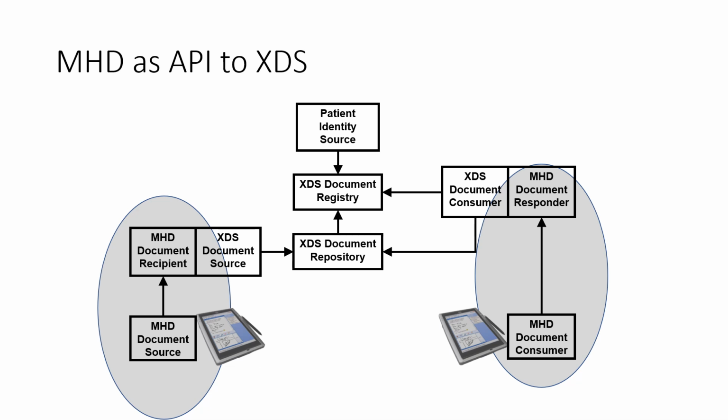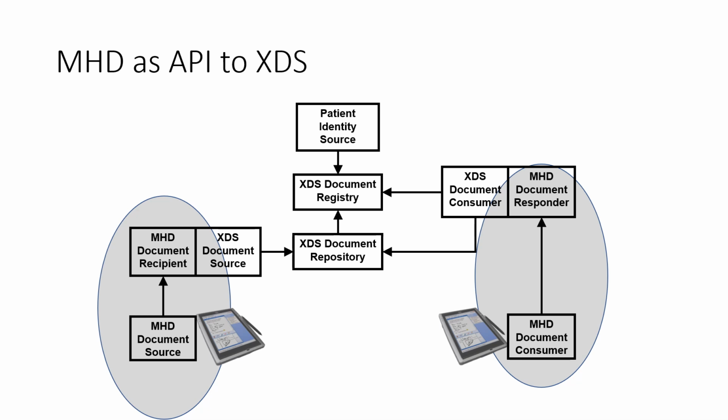So on the left-hand side is MHD being used to publish documents. MHD document source publishes to an MHD document recipient. That's inside the profile. How you support it as an API is someone implements the MHD document recipient grouped with an XDS document source. And there are some open source implementations of this. And that simply converts the publication request into an XDS publication request. The XDS infrastructure takes over from there.